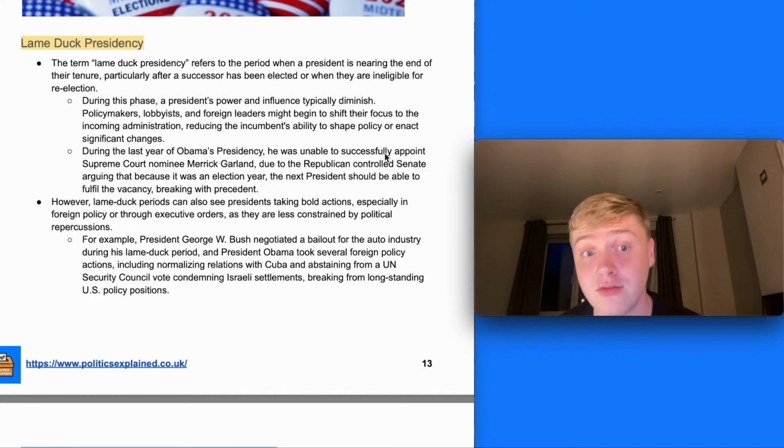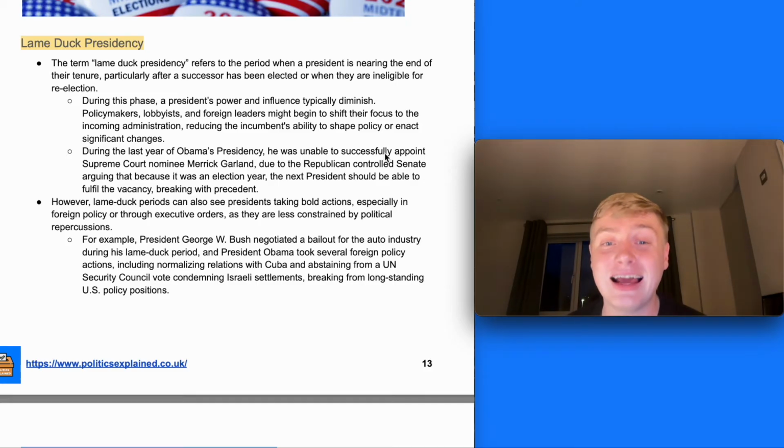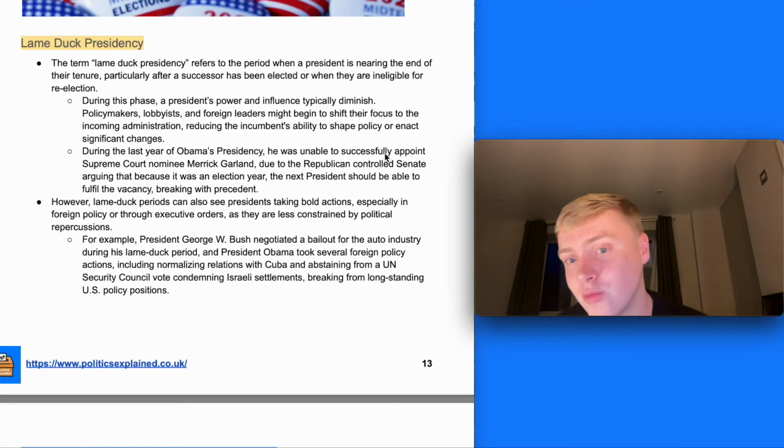During the last year of Obama's presidency, he was unable to successfully appoint Merrick Garland due to the Republican-controlled Senate arguing that because it was an election year, the next president should fulfill the vacancy. And this really broke with precedent, but I think really shows the decreasing power of the presidency in that final year.